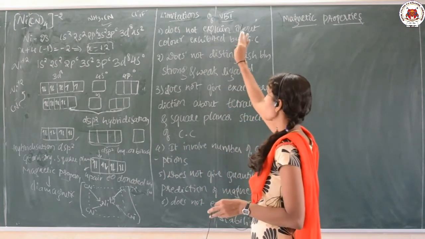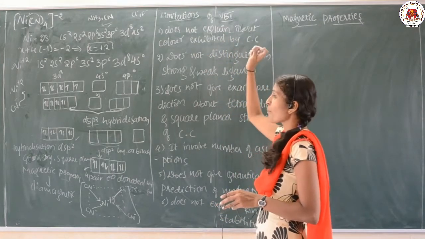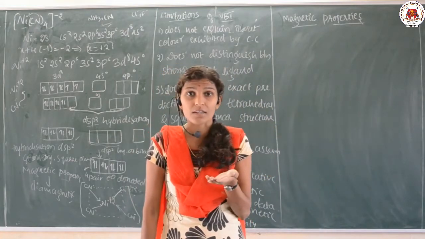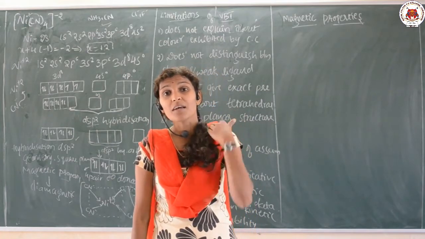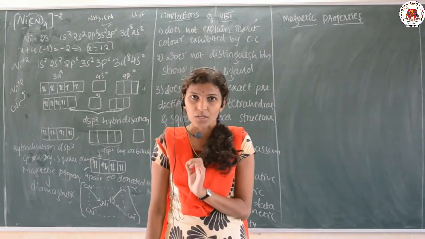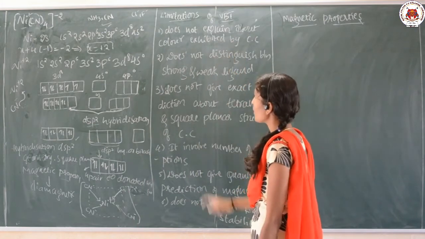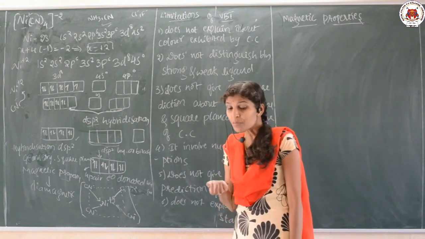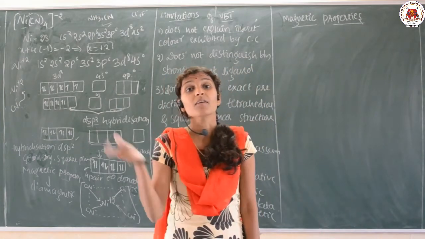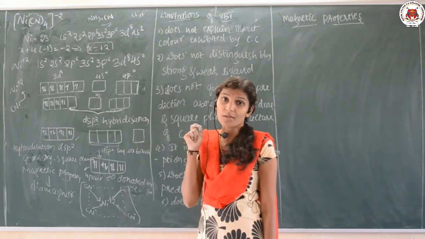The VBT does not explain the color exhibited by the coordination compounds or coordination complexes. Coordination compounds exhibit color, but regarding that, the VBT does not explain anything. So this is the first drawback. Whenever the complex is formed, it exhibits color. Why that color is observed is not explained by the VBT, that is the drawback of the VBT.